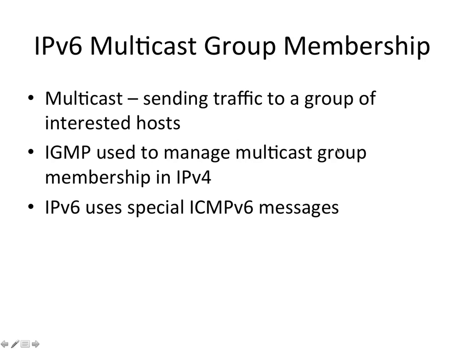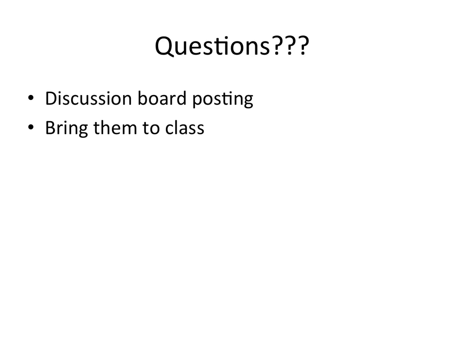So IGMP was used to manage multicast group membership in IPv4. IPv6 uses special informational ICMPv6 messages, and we're not really going to go into much detail about that because we didn't really cover it in IPv4. So that's the basics of the ICMPv6 protocol.